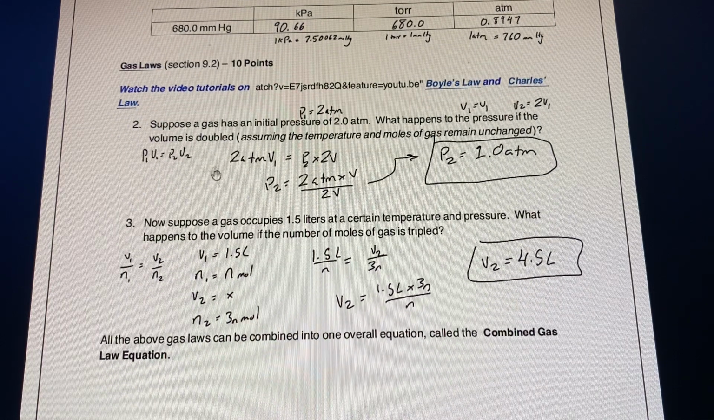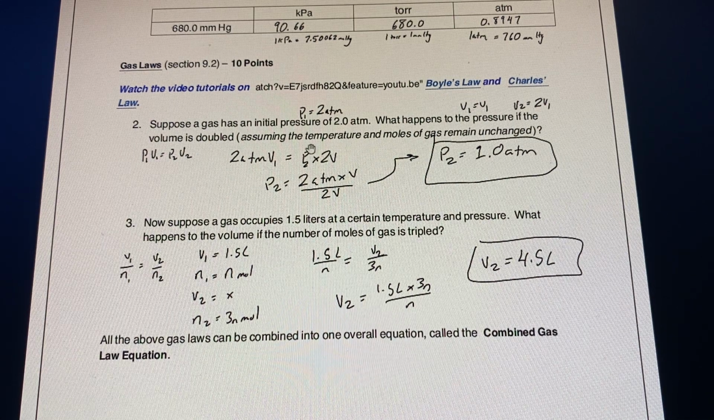For the first question on the gas laws, suppose a gas has an initial pressure of 2 atmospheres. What happens to the pressure if the volume is doubled, assuming temperature hasn't changed and moles of gas remain unchanged? For this, we look at P1 times V1 equals P2 times V2. We're looking at this gas law.